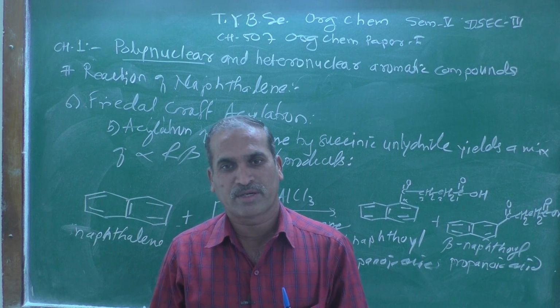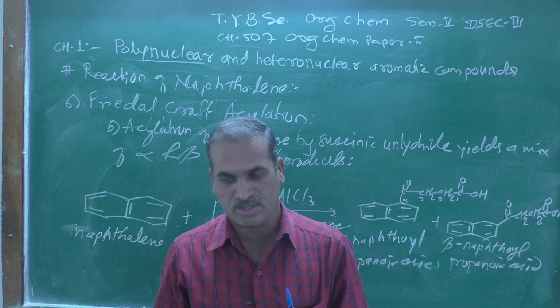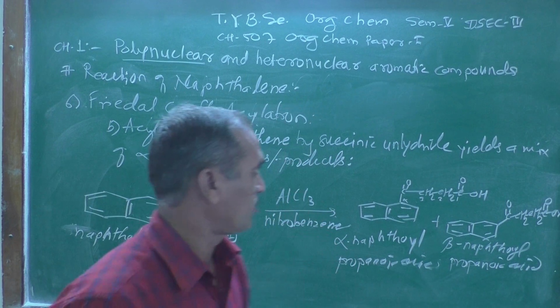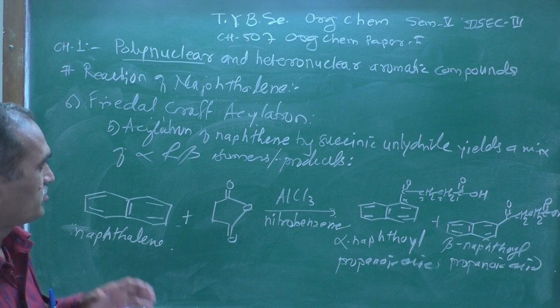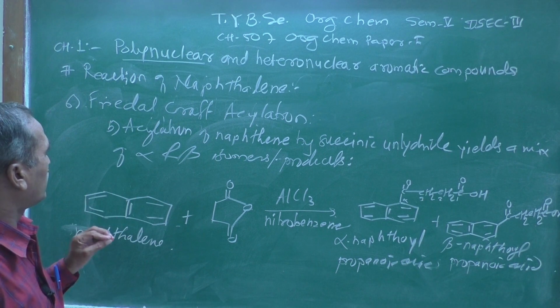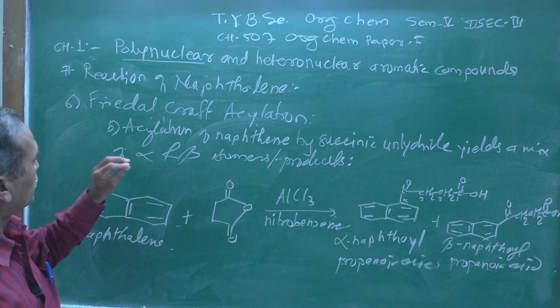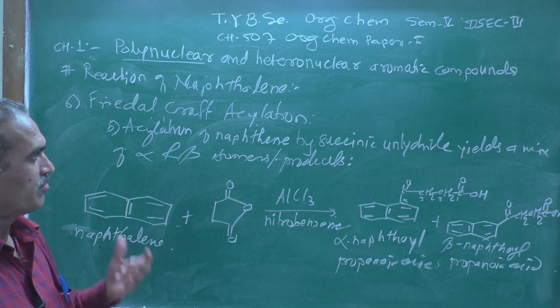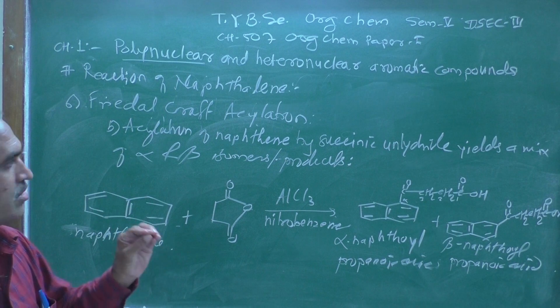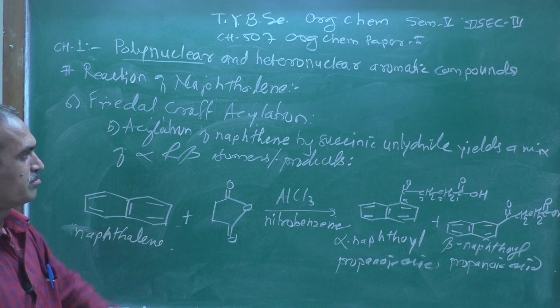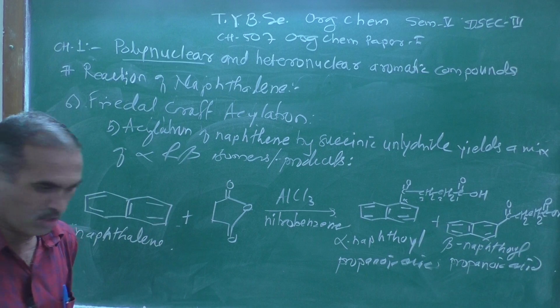Do you remember what we were discussing yesterday? I think yesterday we discussed the Friedel-Crafts acylation reaction. In that, we had seen that acylation of naphthalene by succinic anhydride yields a mixture of alpha and beta isomers, or products.